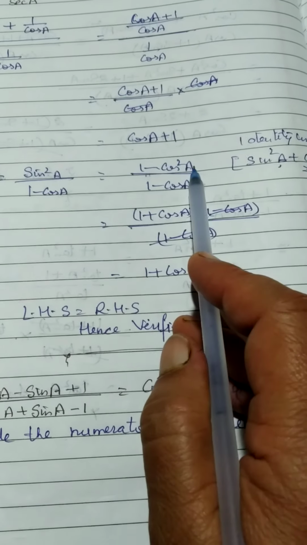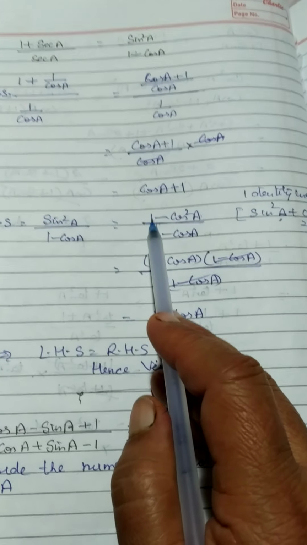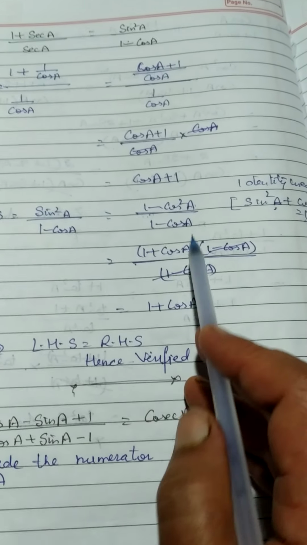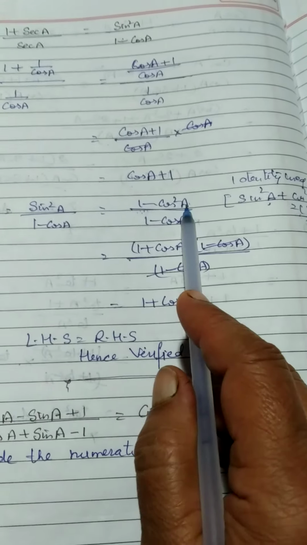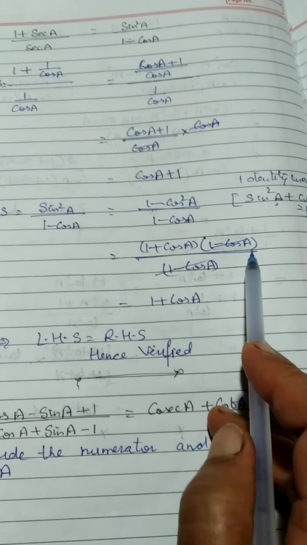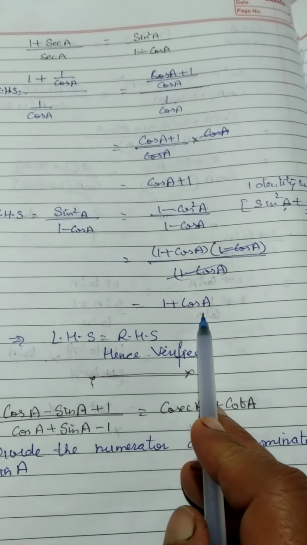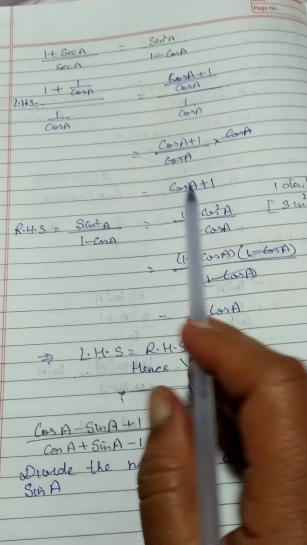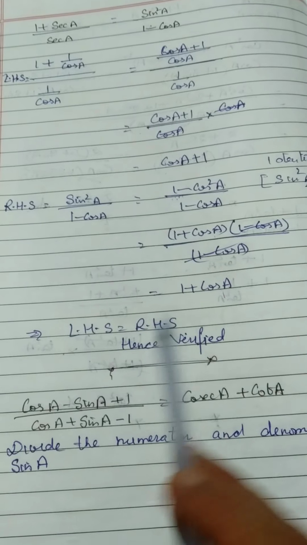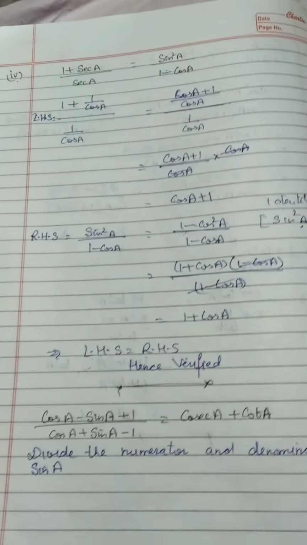Now again here we can apply the formula a square minus b square, because the square of a here, a is 1, and the square of 1 is always 1. 1 minus cos square a can be written as a square minus b square, meaning (a plus b) into (a minus b), meaning (1 plus cos a) into (1 minus cos a) upon (1 minus cos a). It cancels, and here we get 1 plus cos a. Again, in the left hand side also we had got 1 plus cos a, and in the right hand side also we have got 1 plus cos a. Then from here we get left hand side equal to right hand side, and it is verified.